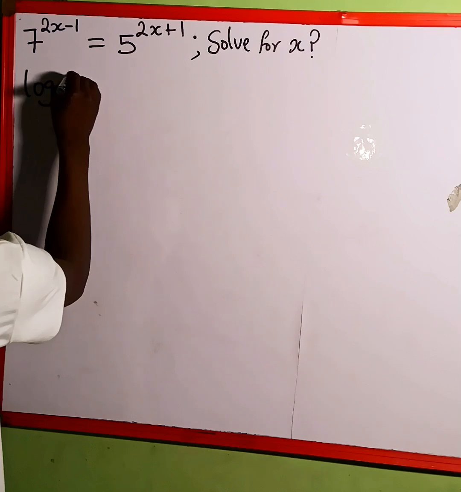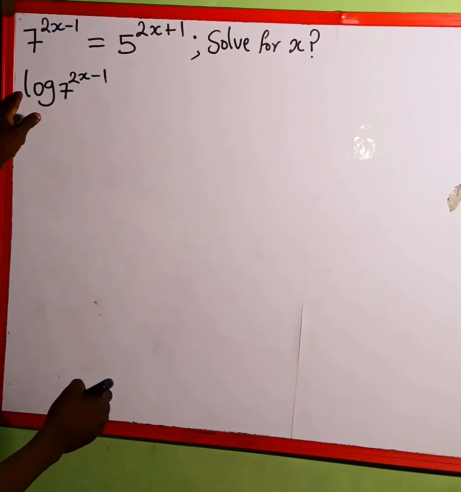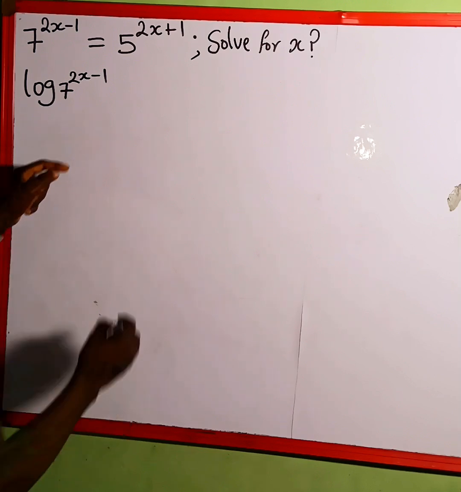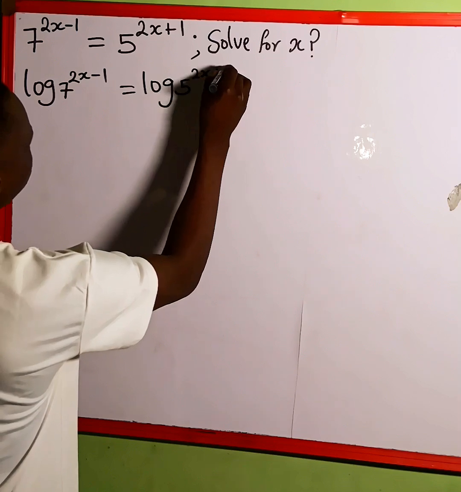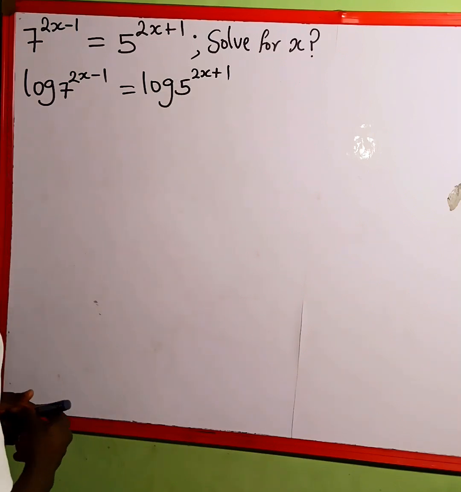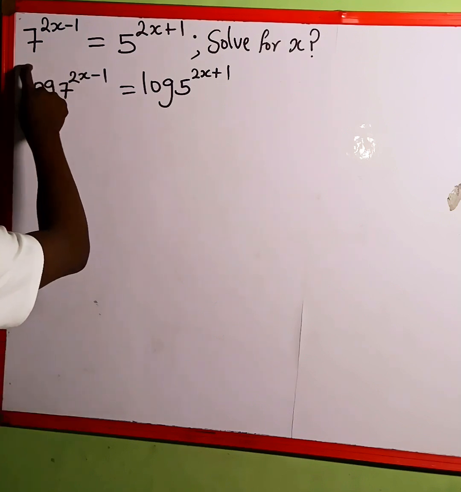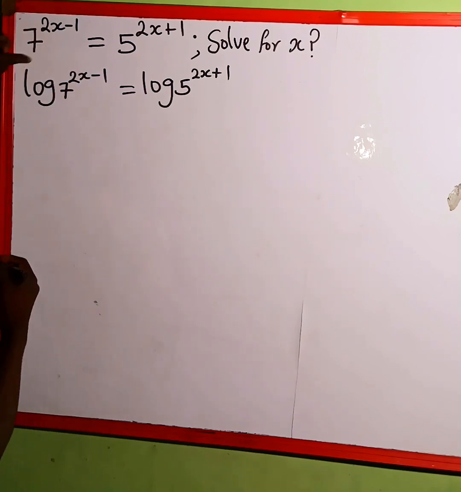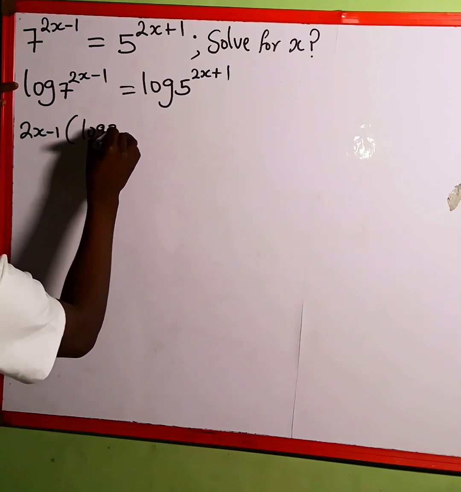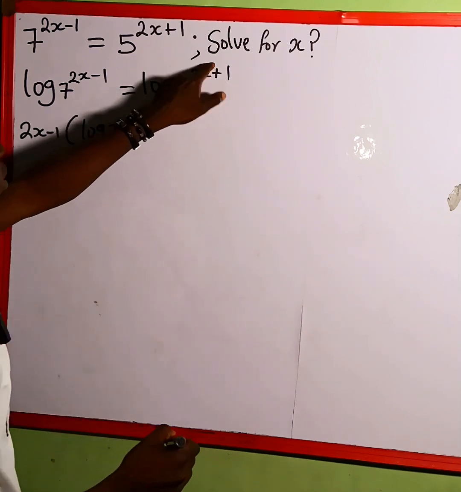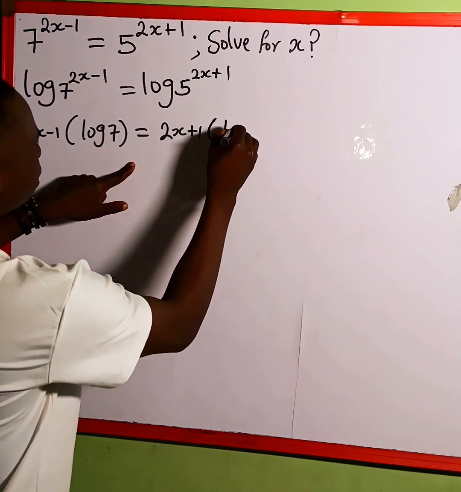Log 7 raised to the power of 2x minus 1. There's no need to write base 10 because log is the same as log to base 10, which is equal to log of 5 to the power of 2x plus 1. Then recall that when you have a logarithm of a number raised to a power, the power is going to come back to multiply the log. So this is going to come back. We are going to have 2x minus 1 multiplied by log 7, which is equal to, then we do the same thing, we have 2x plus 1, then into the bracket of what?